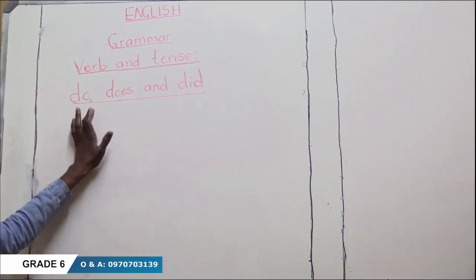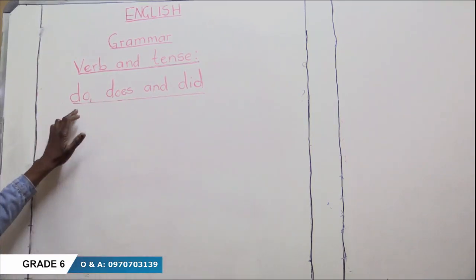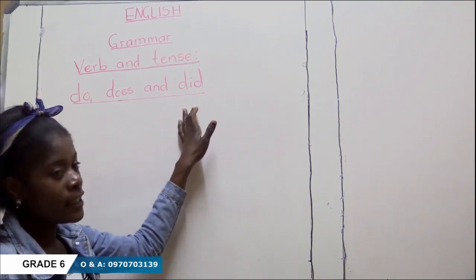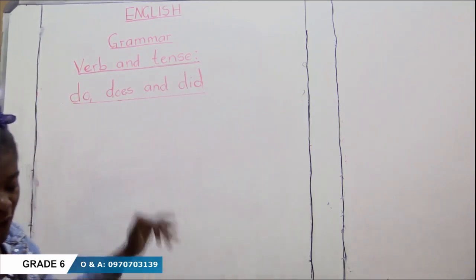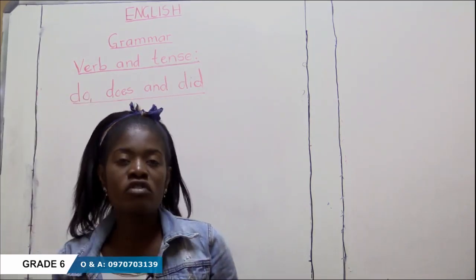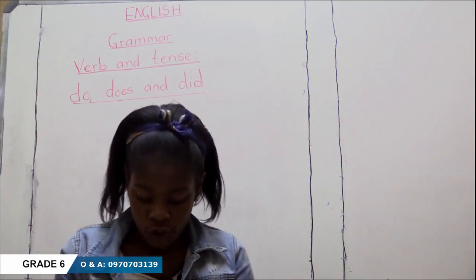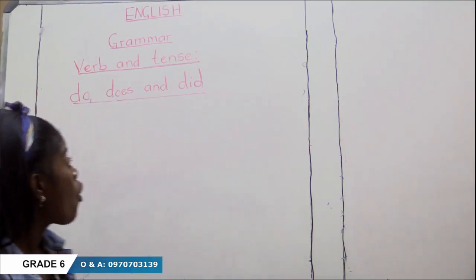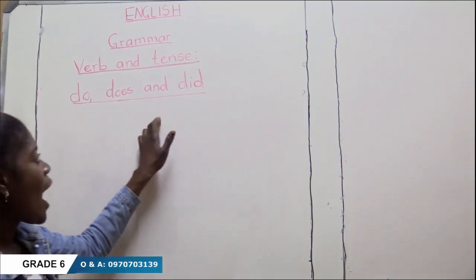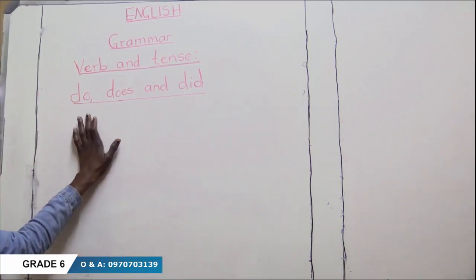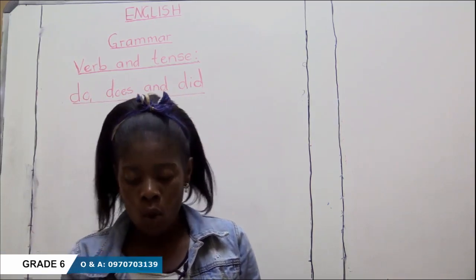Okay, so verb and tense. Under this, we're going to look at do, does, and did. I've explained what a verb is and what a tense is. A verb is a word which is used to describe an action, and a tense is a form of a verb which tells us about the time of an action. Under this, we're going to look at do, does, and did.